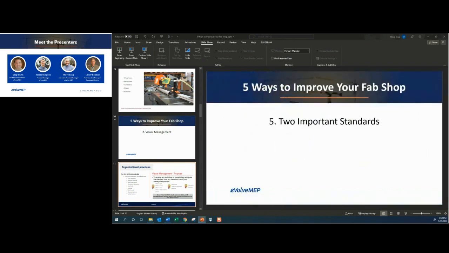Two important standards that I had that I couldn't live without.